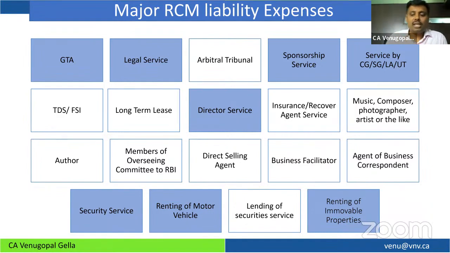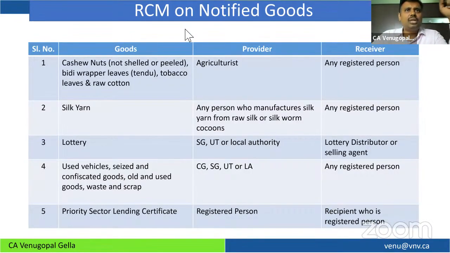This is for services. What about goods? There is a very short list of goods, and it is applicable to some people. Basically it is cashew nut, silk yarn, lottery, used vehicle, and PSLC certificate. In these cases, the goods are where reverse charge is applicable.